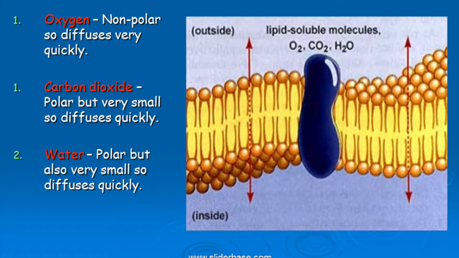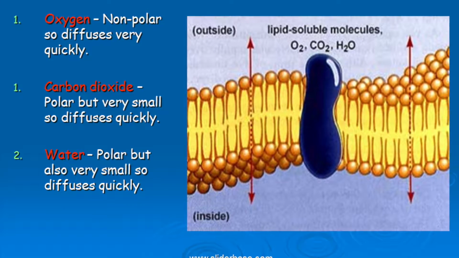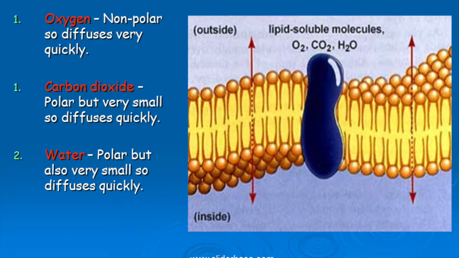What molecules can pass freely across the cell membrane? Oxygen is one molecule that can pass freely through the cell membrane because it's a non-polar molecule.